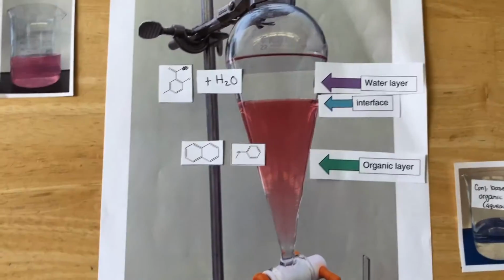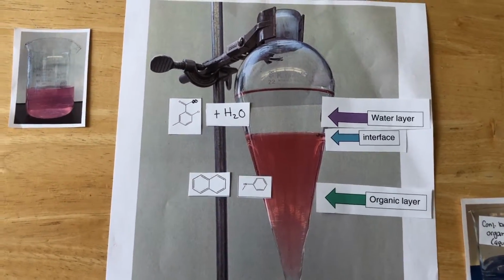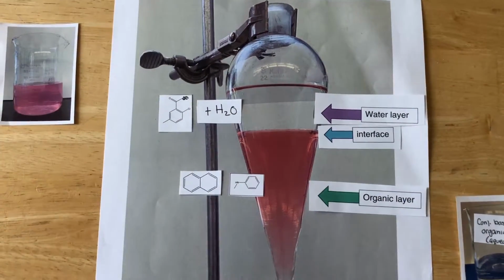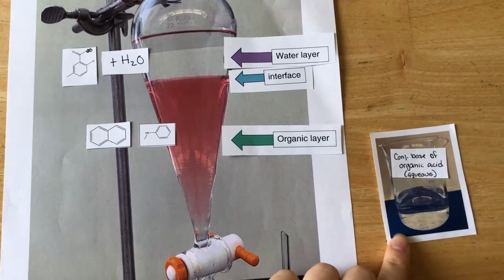Do this entire extraction process twice, beginning with adding a second portion of the basic compound to the organic layer solution. You can combine the conjugate base of the organic acid from the second extraction with that collected during the first extraction.